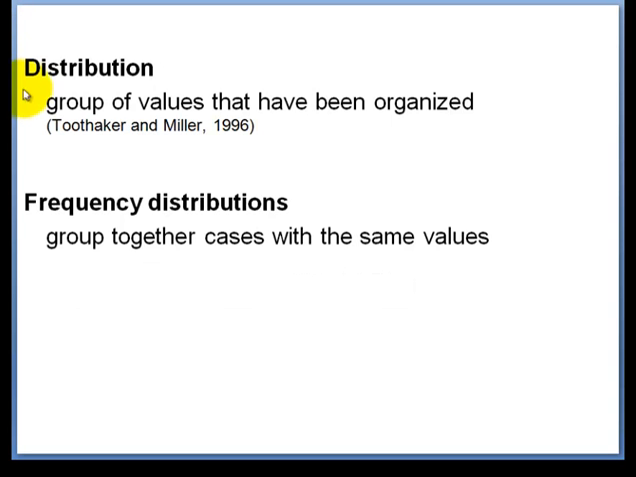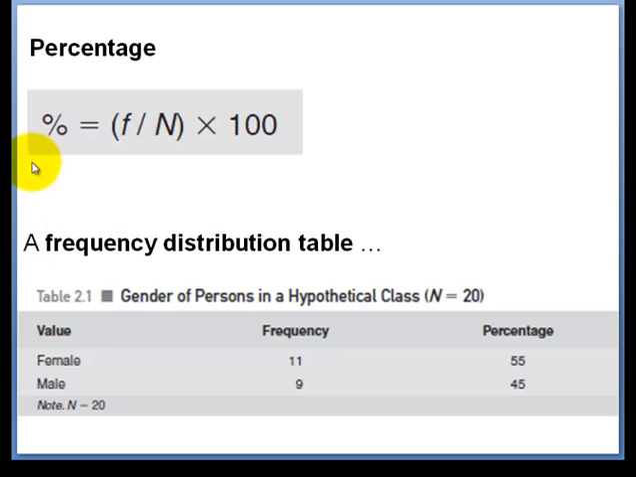Continuing on with the definitions, distribution is a group of values that have been organized. Frequency distribution is a particular type of distribution. Frequency distributions group together cases with the same values. Here's a formula for percentage. One takes a frequency, divides by the sample size, and then multiplies by 100.